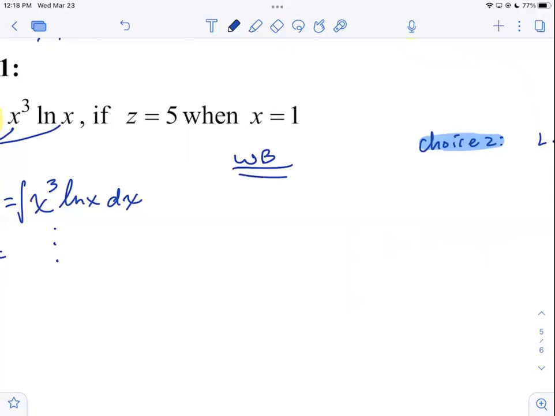Happy World Math Day, everybody, by the way. World Math Day. It's also National Puppy Day. So that's good too.